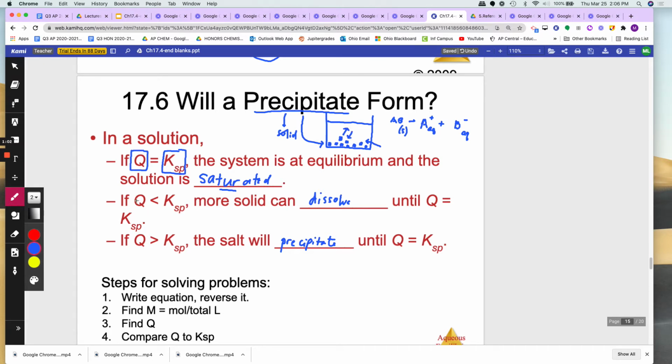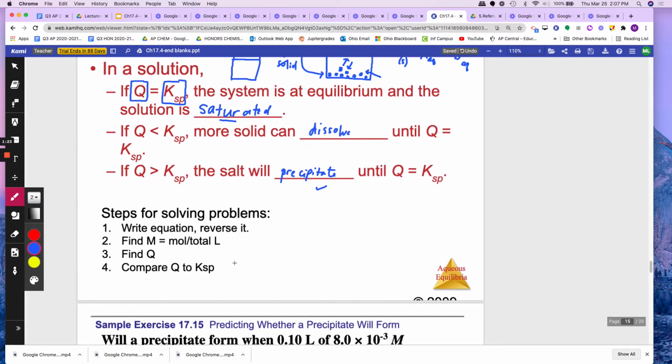Okay. If Q is less than K, that means you can dissolve more in there and you won't see anything in the beaker. It just looks like water and you won't be able to see a solid. There will be no precipitate. But if Q is greater than K, that means you have so much more than what you can dissolve, then it will precipitate. We're going to do some practice problems.